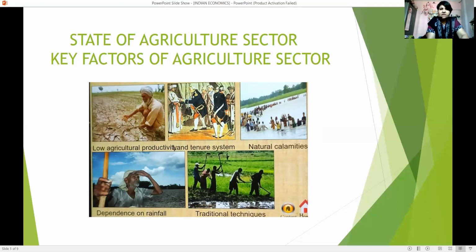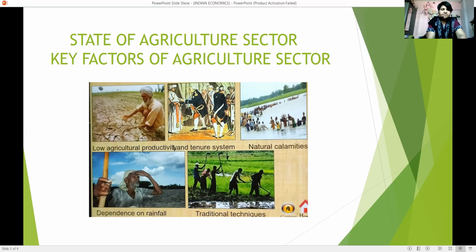They were not using any modern techniques. They were using traditional techniques. They were always depending on the rainfall, and most of the time natural calamities, like famine, flood, or many other reasons like earthquake, took place. Agricultural production was totally ruined due to these natural calamities also.